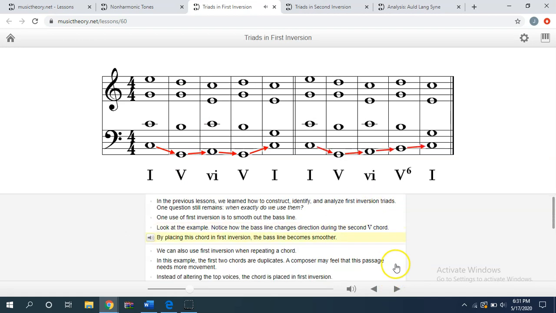And by placing that chord in first inversion, the bass line becomes smoother because now the third of the chord is on the bottom. And it doesn't affect the overall tonality or the overall major or minorness of the sound, so it's a decent way to keep things smoother in the voices. Look at how all of those voices have very close intervals.